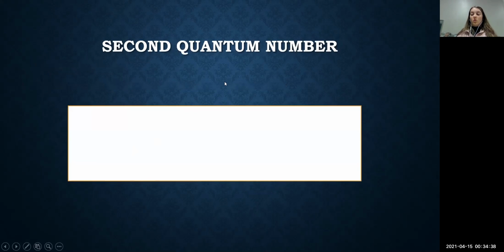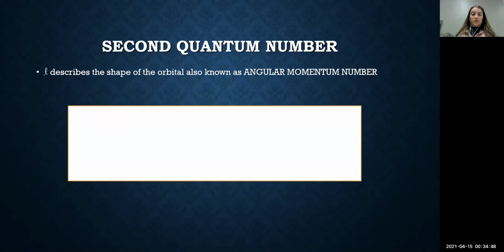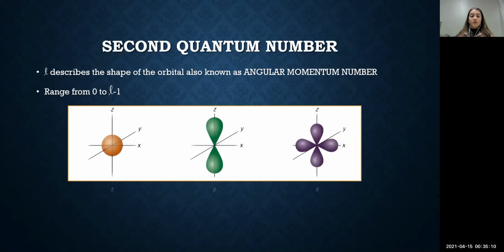So what is our second quantum number? If you remember what the second quantum number is, this quantum number is L, and it describes the shape of our orbital, also known as angular momentum number. This angular momentum number can range from 0 to L minus 1. So this also tells us how many orbitals are in this place.